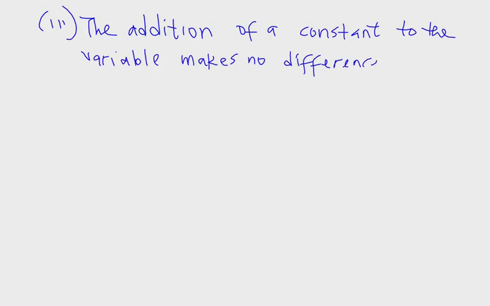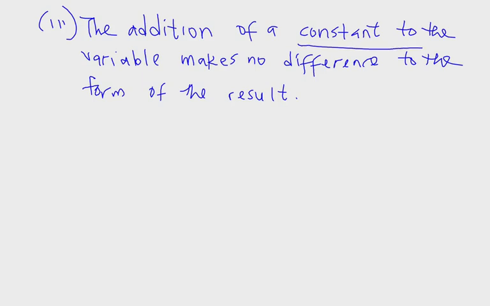To the form makes no difference to the form of the result. Now take note, what does this refer to? It says the addition of a constant, so it must be a constant. So the variable makes no difference to the form of the result.